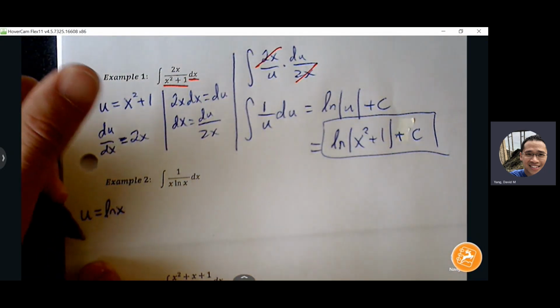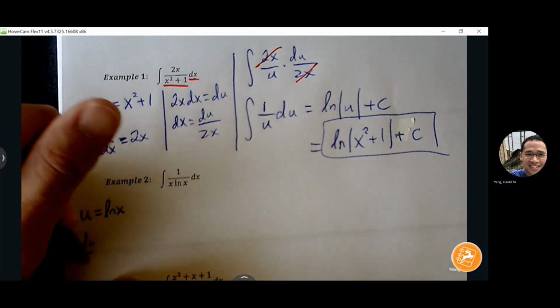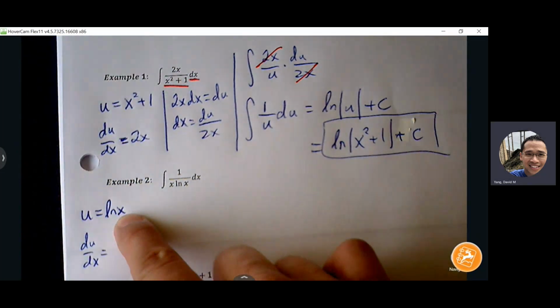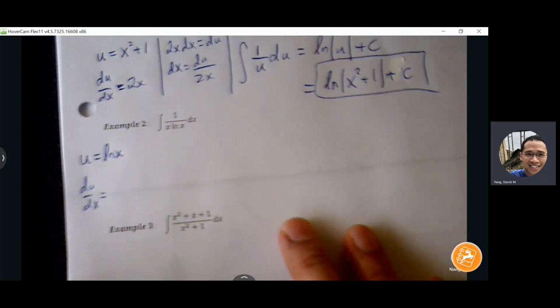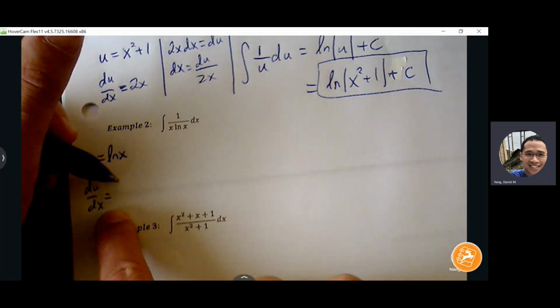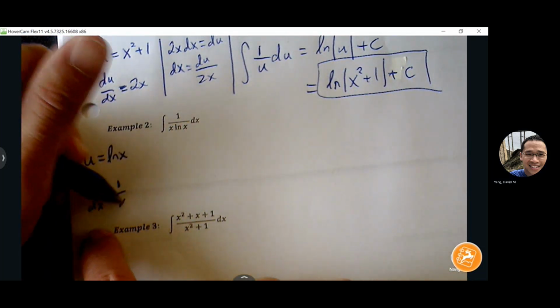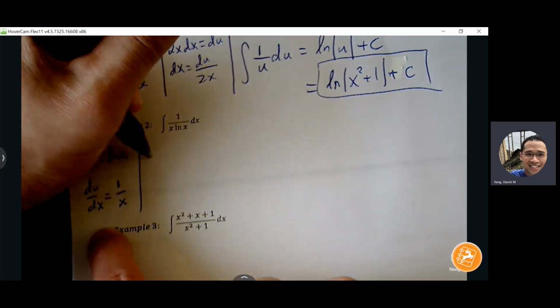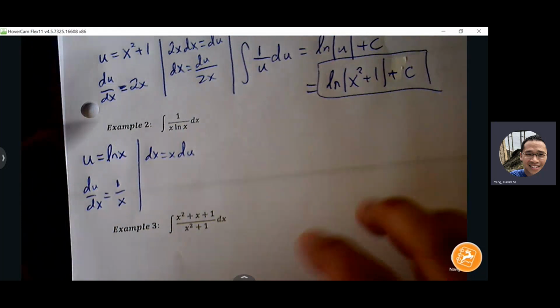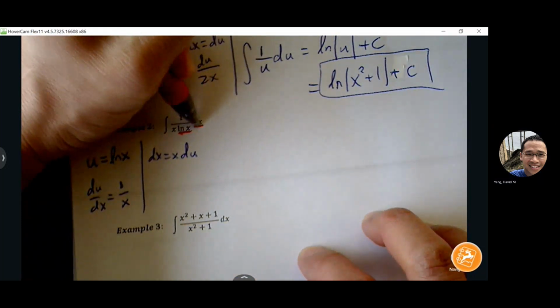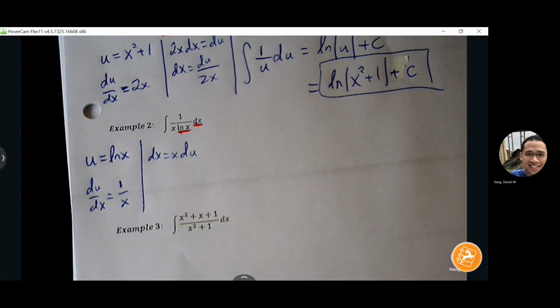But if I let my u value be natural log of x, my derivative, reminder from first semester, natural log of u's derivative is u prime over u. So what's the natural log of x derivative here? 1 over x. Okay, cross multiply. So I'm just replacing those parts.